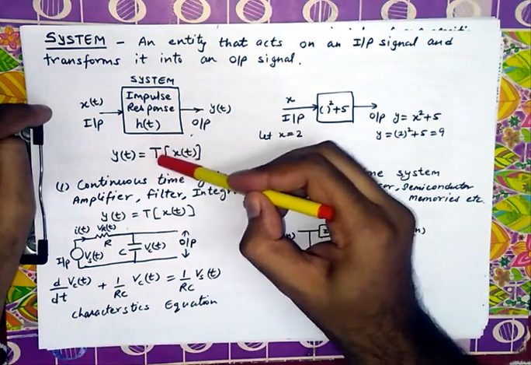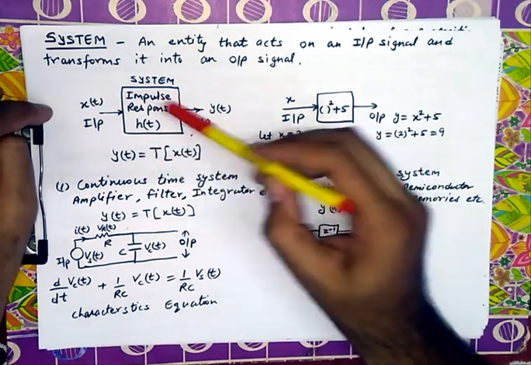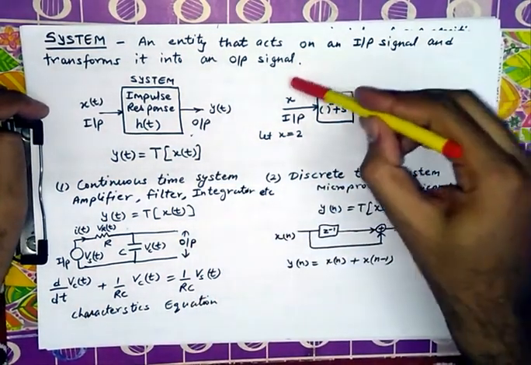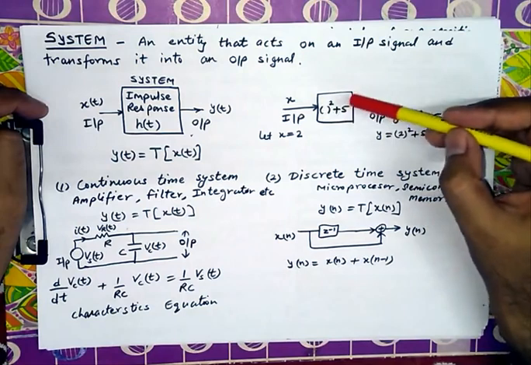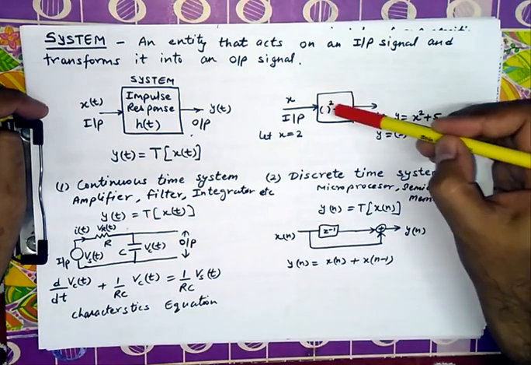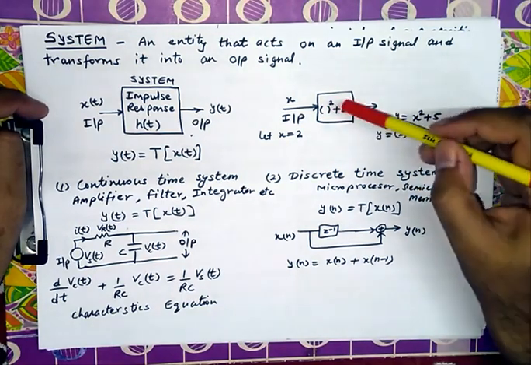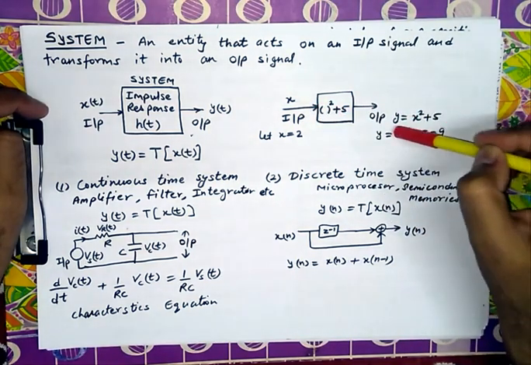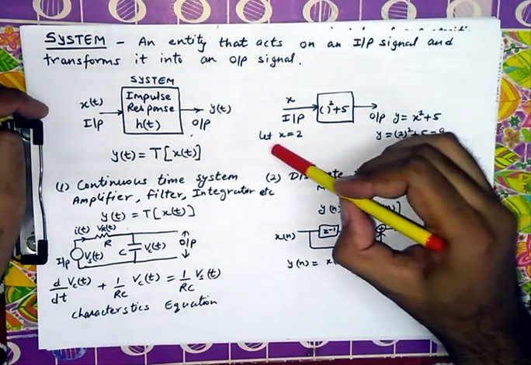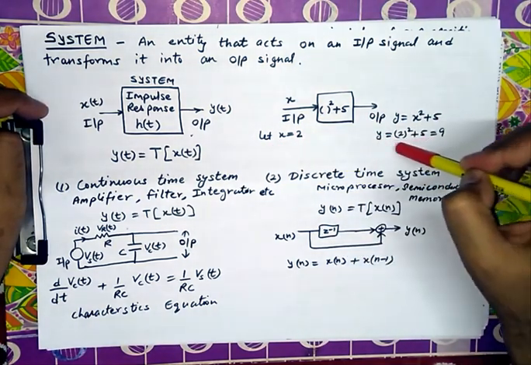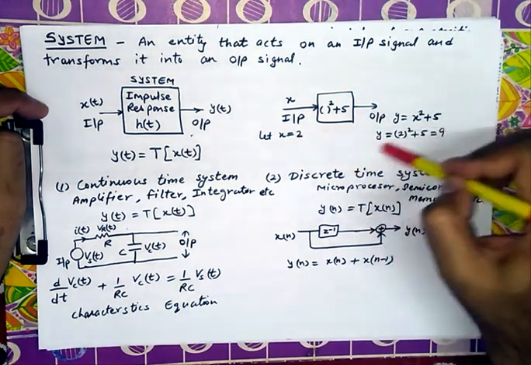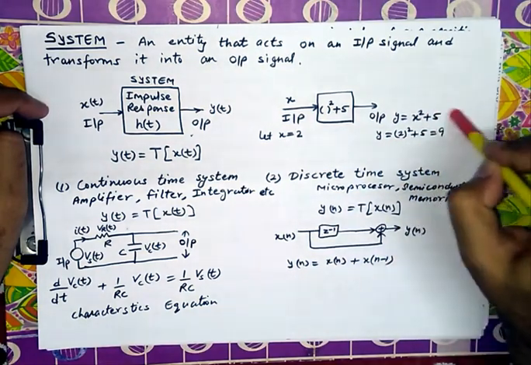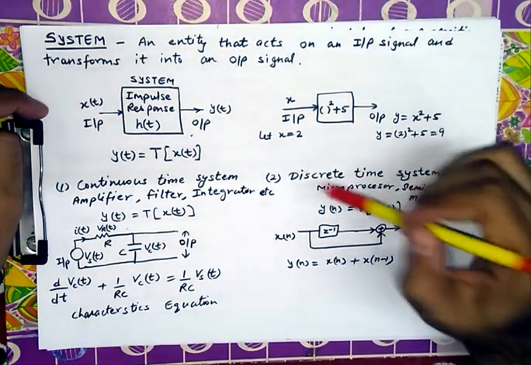This transfer function is represented by this T value, that is transformation. It transforms the input into output. For example, take a mathematical system which always squares the input and adds 5 to it, that is square plus 5. x is the input, y is the output. y becomes x square plus 5. Suppose x is equal to 2, then y becomes 2 square plus 5, equal to 9. So this is a system relating a constant input to a specified constant output.